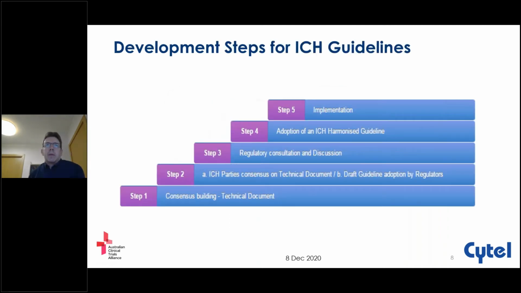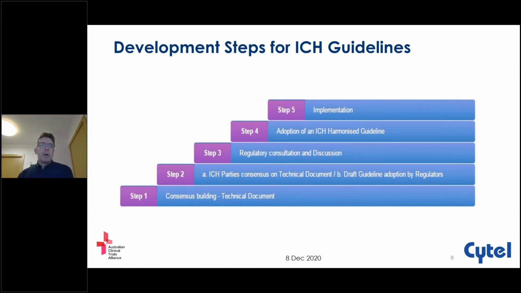So here are the steps in how a guideline comes together. It starts off with identifying the need for a guidance and consensus building, all the way through to writing a technical document, drafts going out for review, regulatory consultation, adoption, and implementation. These are the steps that most of them go through. It probably takes 4 to 5 years for any one guidance to go through all these steps. They do take a bit of time, but they are good value when they arrive.